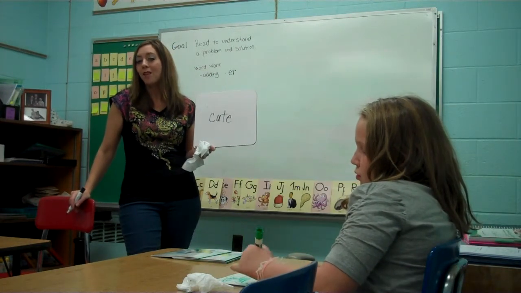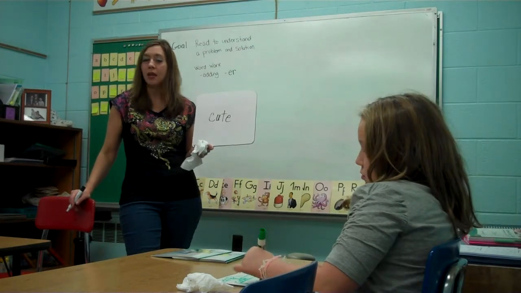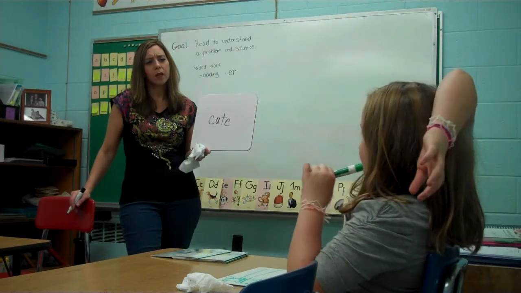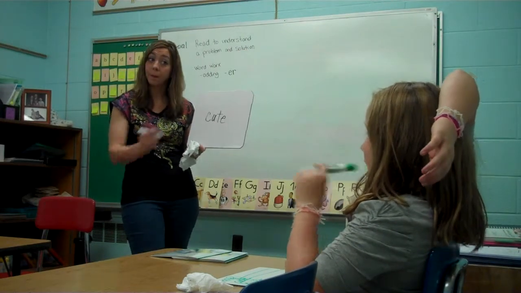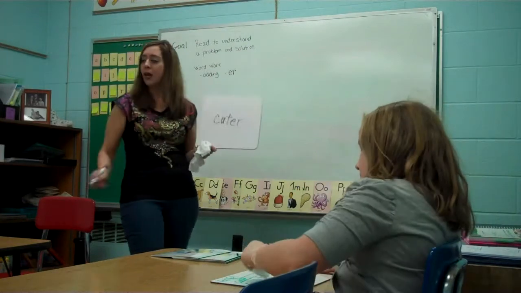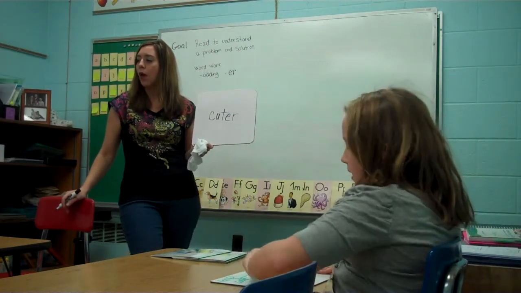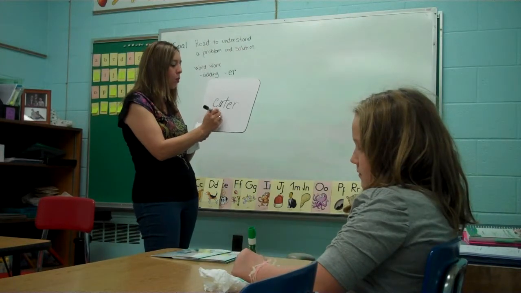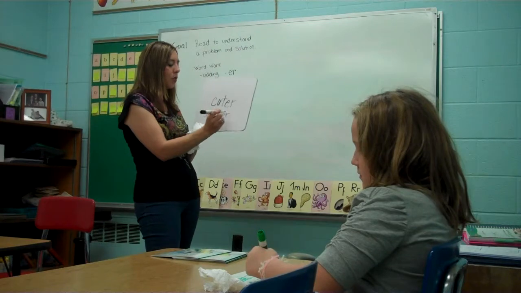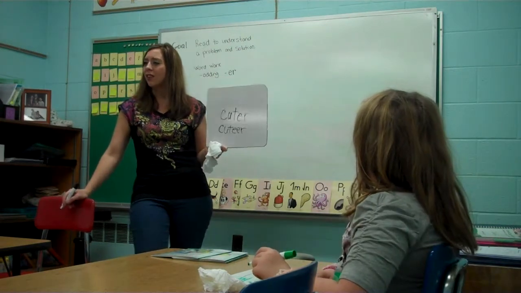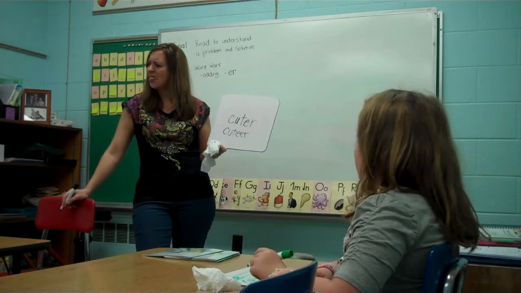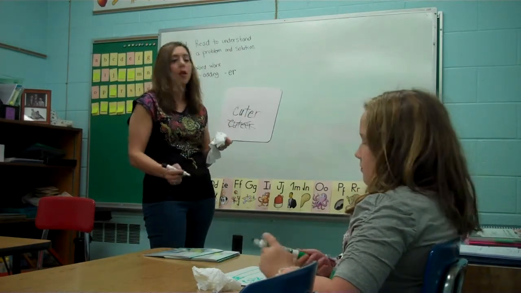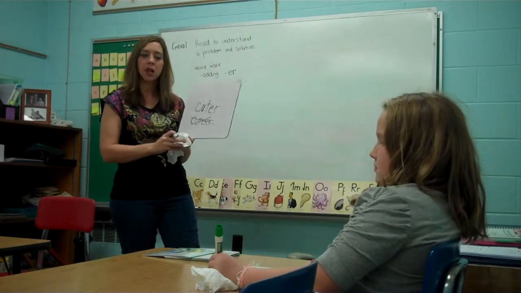But what will happen if I have cute and I want to add ER ending? What will I do, Leslie? Just put an R. Very good. I don't need another E. I already have an E there. Does this look right? C-U-T-E-E-R. Does that look like a word we've ever seen? No, that does not look like a word we've seen before. So we know if it has a silent E, we're just going to add an R.